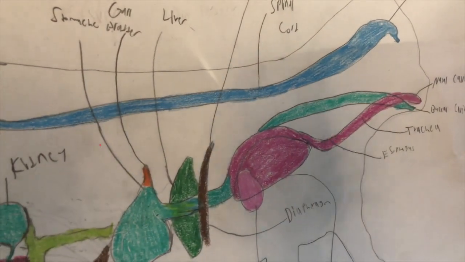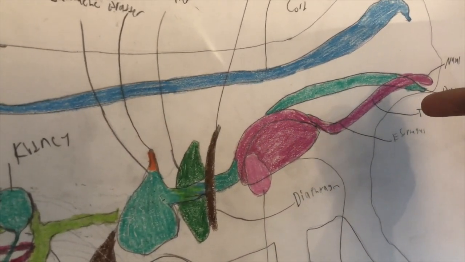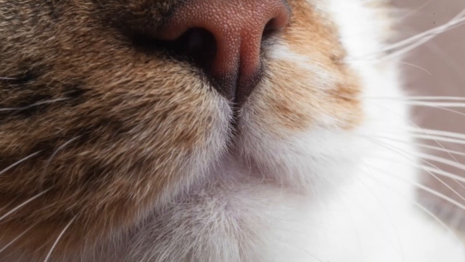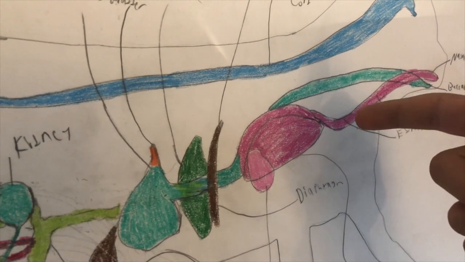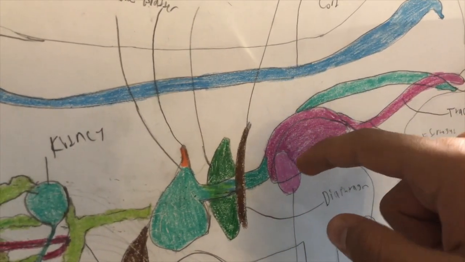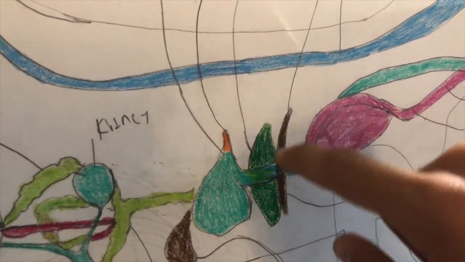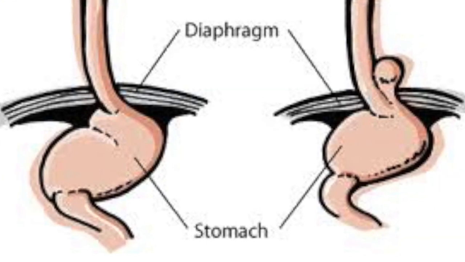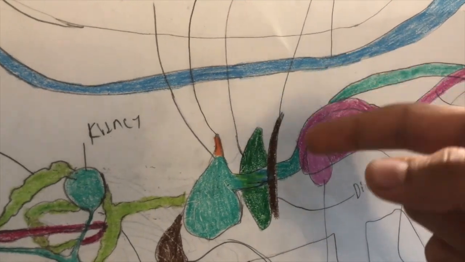So let's start off with the buccal cavity here. The buccal cavity gives the cat its mouth opening. Above it we have the nasal cavity, which gives the cat its sense of smell, and as we move along we have the trachea and the esophagus that the food travels into. After all this we have the lungs, this big area here, and below it we have the heart. Afterwards we have the diaphragm. The diaphragm is a small muscle around a skeletal bone that allows the lungs to deflate and inflate.